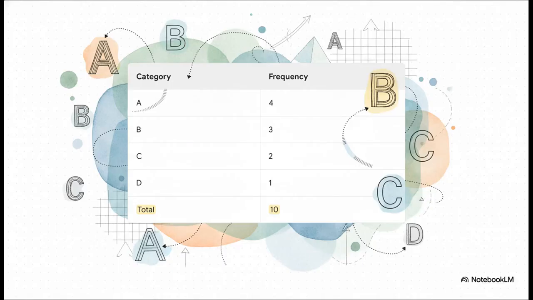And voila, here's what it looks like in practice. Remember that random jumble of letters from before? Look at it now. Organized in this table, the story is suddenly crystal clear. We can see instantly that A was the most popular answer with 4 responses, and B came in second with 3. Just like that, the data is actually starting to talk to us.